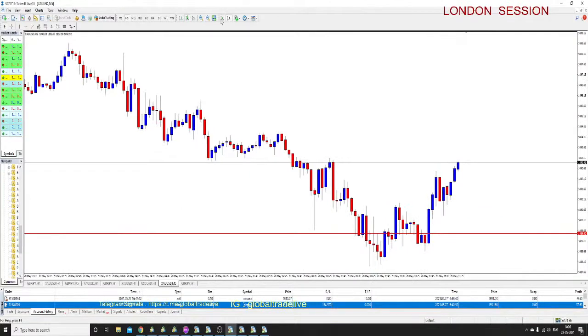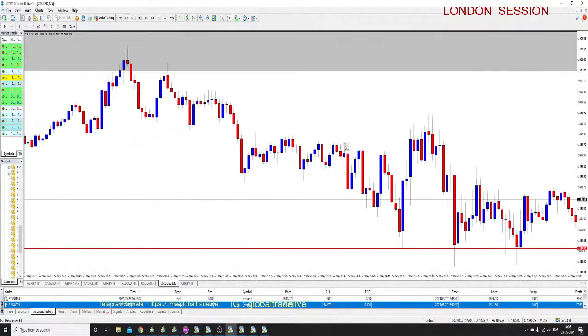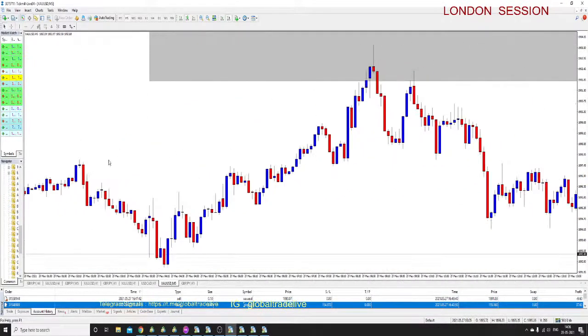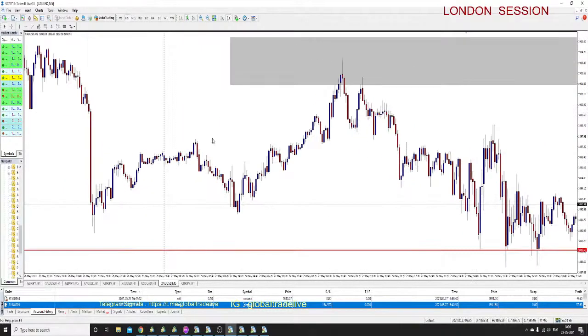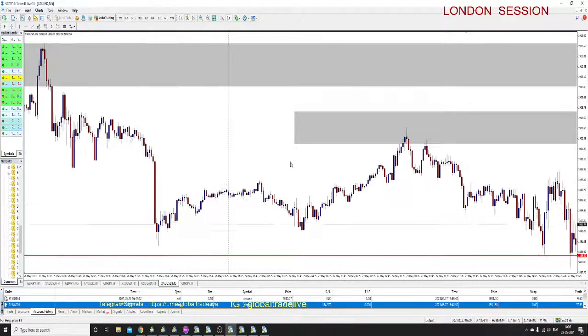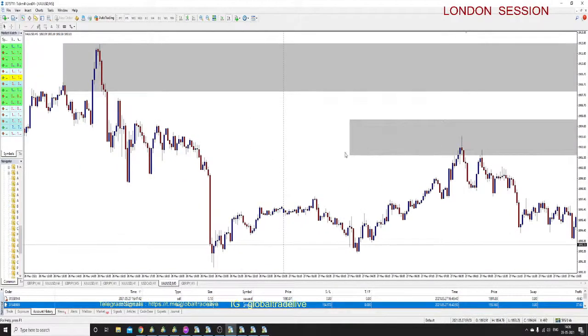Let's go to 5 minutes here. Let's see if we have some good area at that point to trade. Let's see.